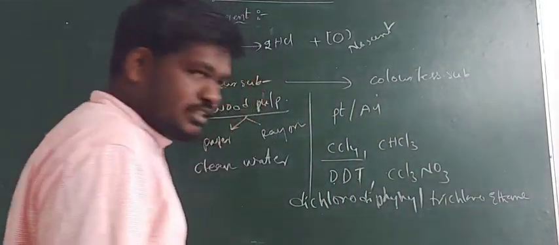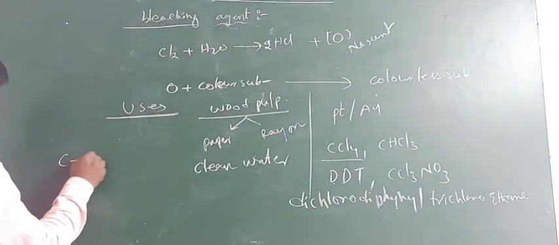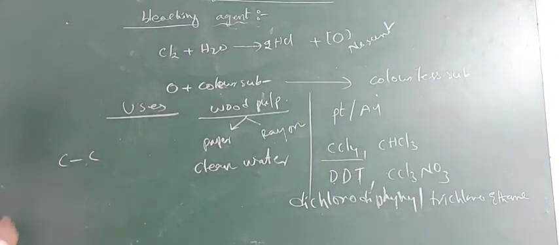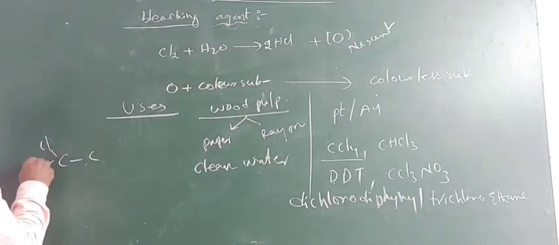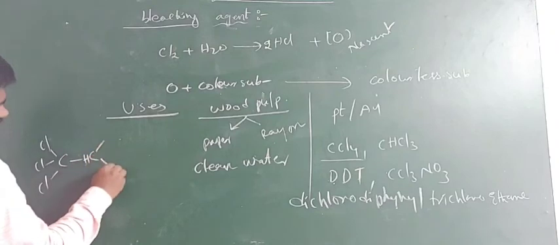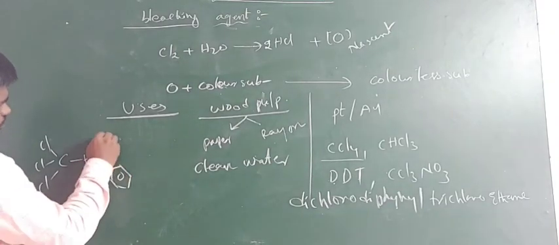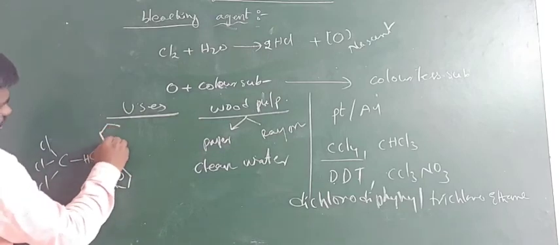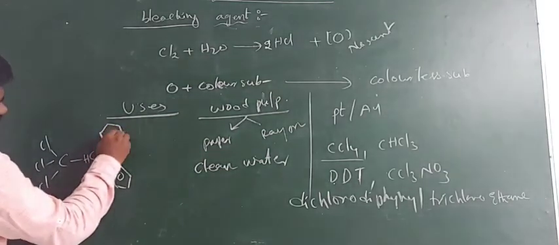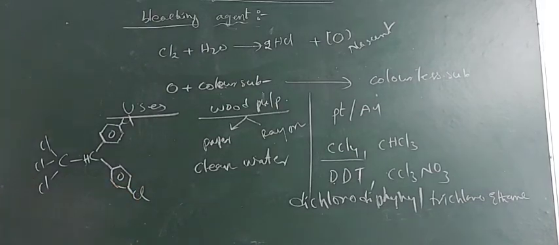ethane. Now let me draw the DDT structure also. Here 2 carbons are present with a single bond, and this is connected with 3 chlorine atoms, and this one is connected with 1 hydrogen, and then 2 phenyl rings. These are the two phenyl rings, and each phenyl ring is connected with chlorine at the para position. So this is the structure of DDT.